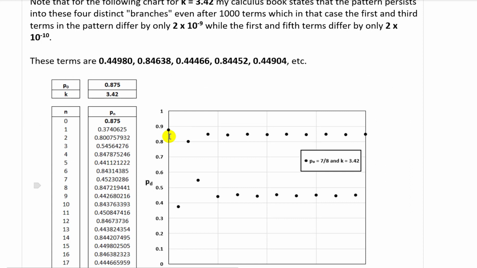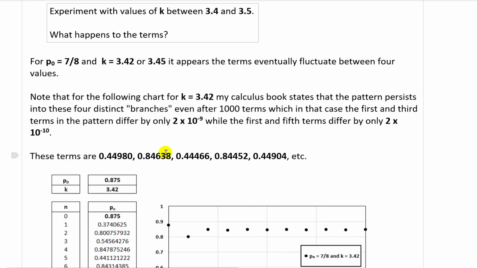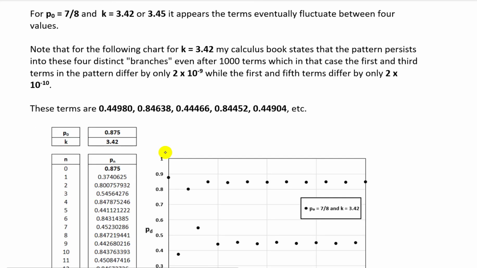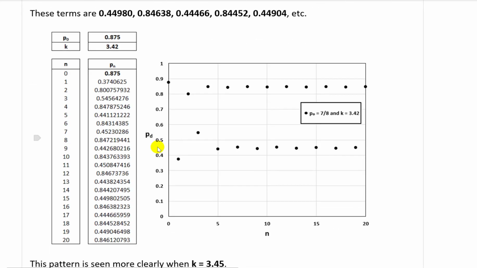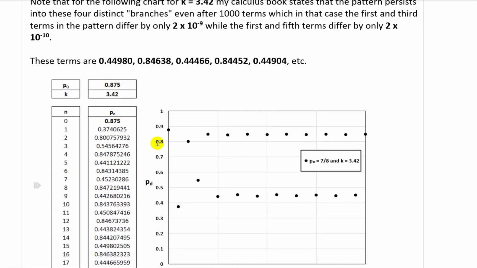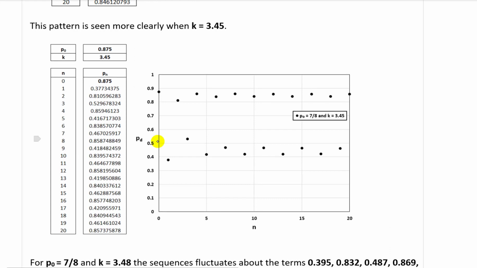Here it looks like it's coming into 2 values, but it's actually 4. So this one you can see it's going up and down a tiny bit. Yes, it's actually moving up and down like that. In other words, there are going to be 4 distinct branches here. This one's hard to see because the value of k just barely increased from 3.42. I'll show you with a different value of k where it's more obvious. For example, here you can see them in 4 branches.